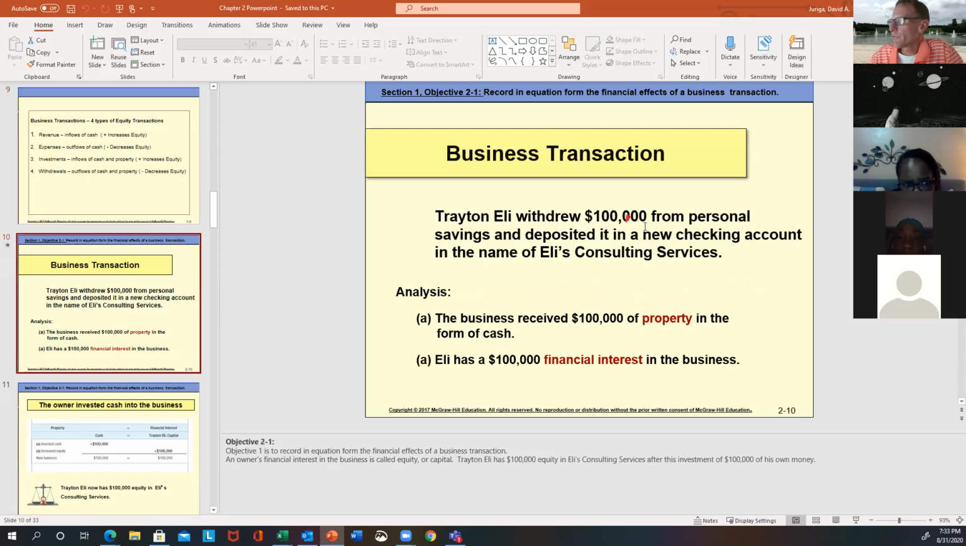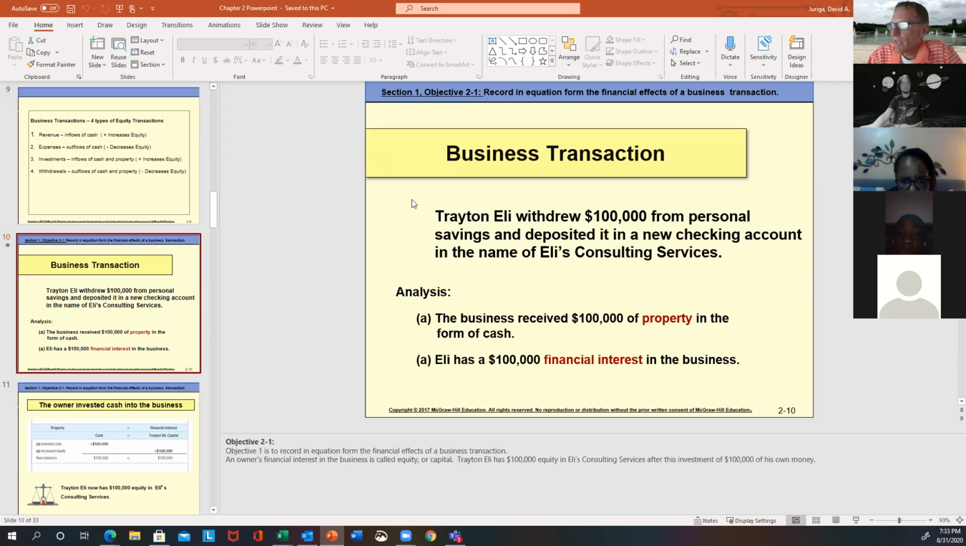Now, this first one says Eli withdrew $100,000 from personal savings and deposited it into a new checking account under Eli's Consulting Services. So this is an example of an investment, where you're starting up a business. And remember the separate entity assumption, where you keep your personal records separate from the business. Your business has its own records.